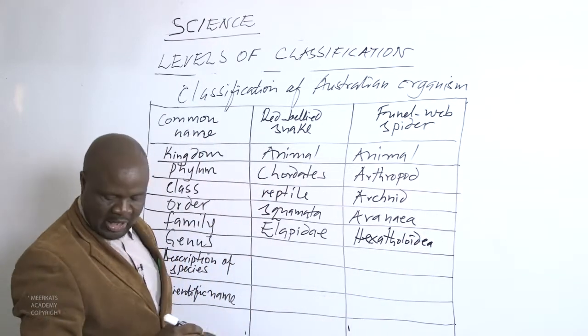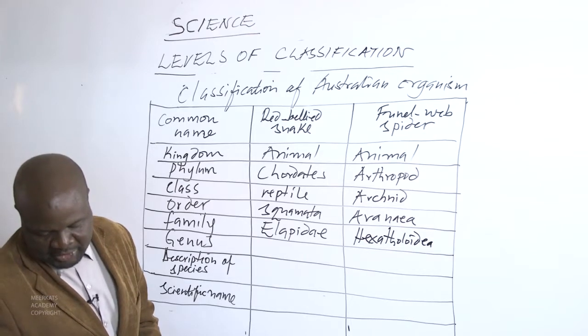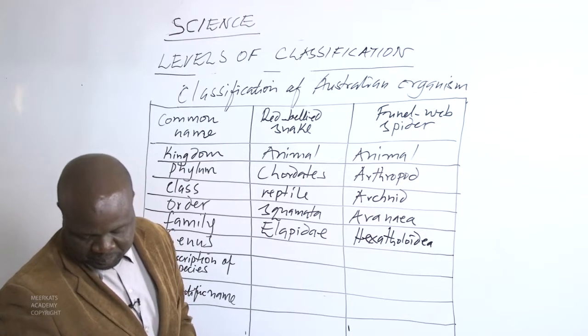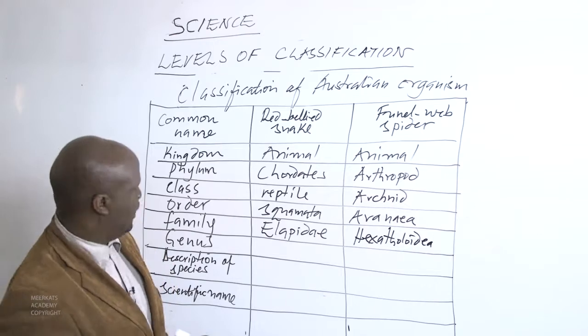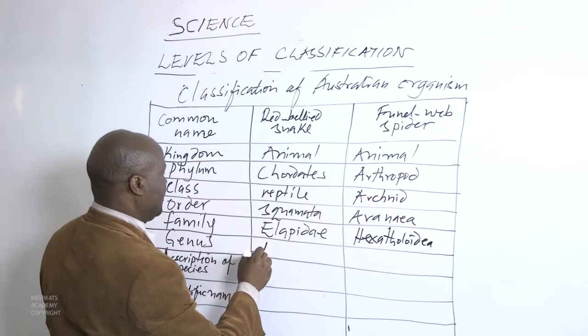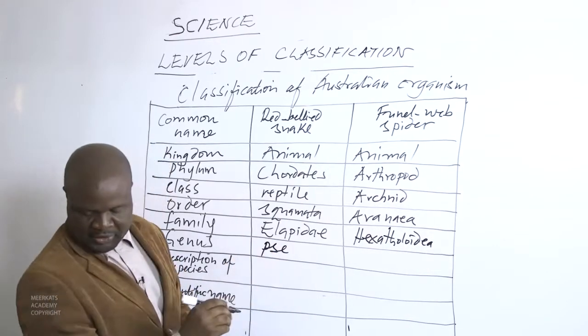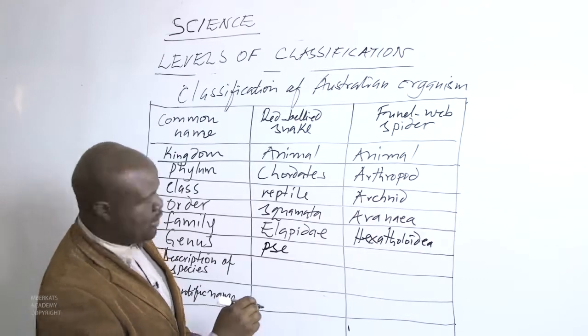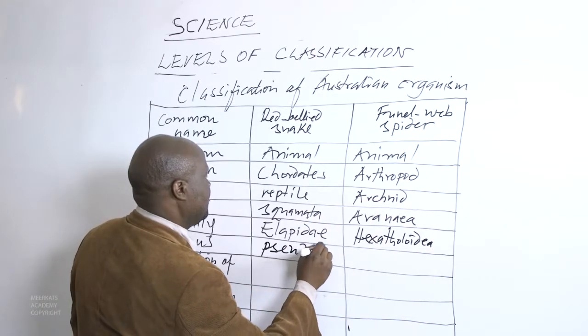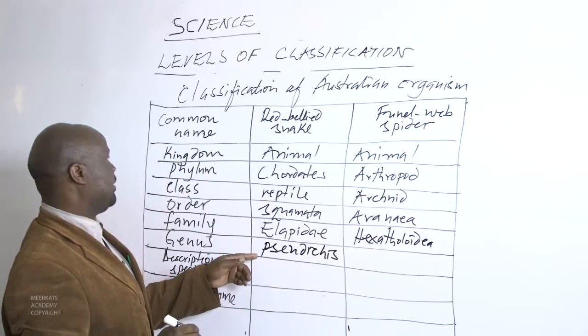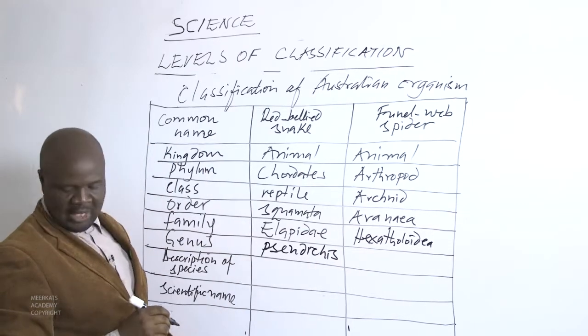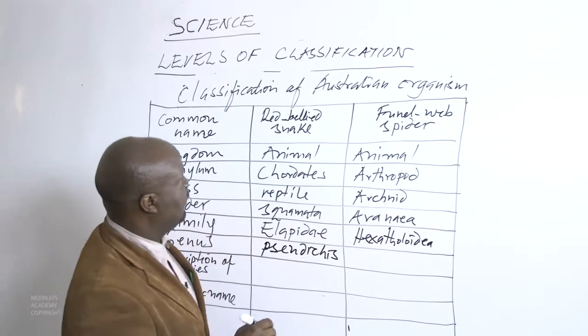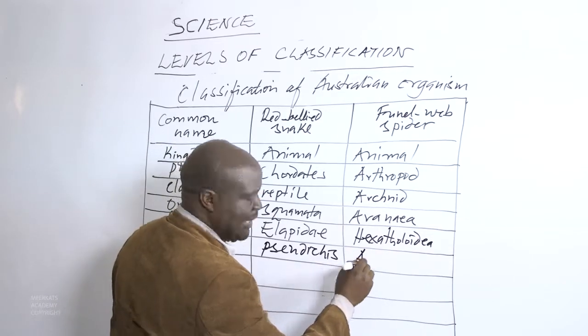And then when we come to the genera, the genus for the snake is Pseudechis, that is the genus. And when you go to the genus of the spider, it is Atrax.